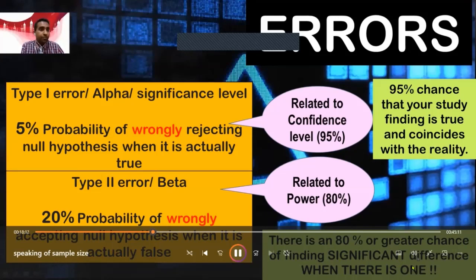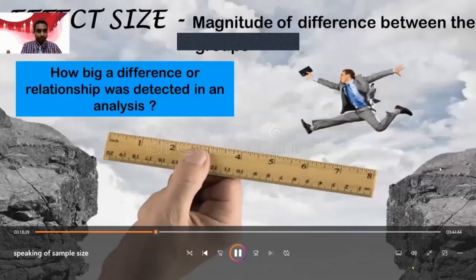So what that 80% means is that there is an 80% or greater chance of finding a significant difference when there is one. If in reality there is any difference, you don't want to miss it. You want to take an adequate sample size to prove that a difference exists. That's why we want to give an 80% chance to detect the real difference. So that is called power. What it indirectly indicates is we need an adequate sample size to prove the real difference.